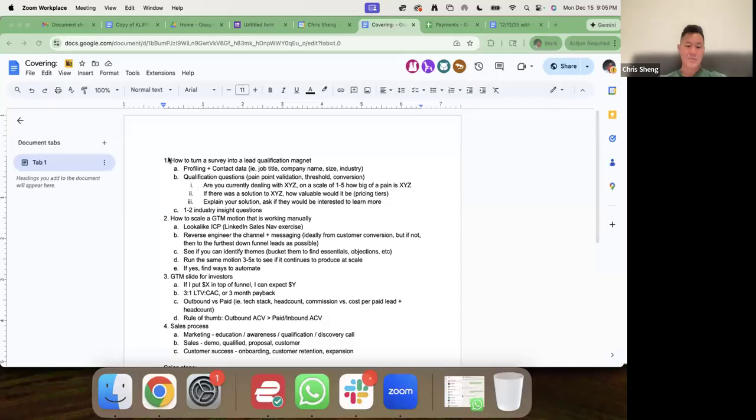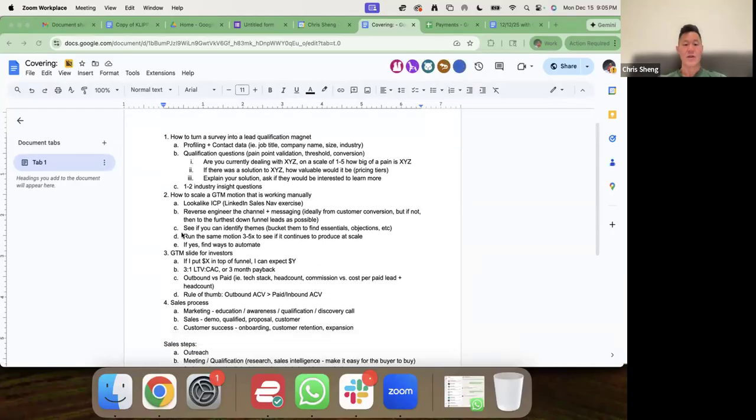So four things that we're going to attempt to cover. For sure, these three, but then we'll see how we get to the fourth one potentially. One is how to turn a survey into a lead qualification magnet. And actually, what does that mean? What does it look like? What do you do with it? And how do you leverage this?